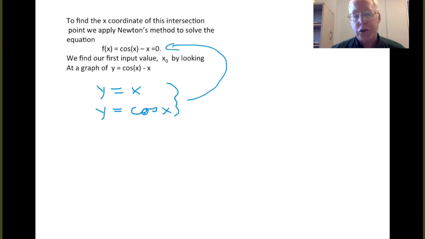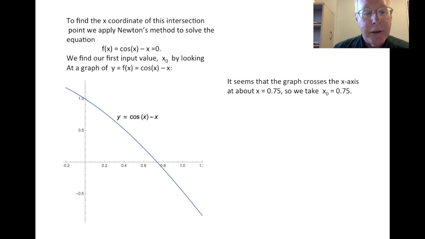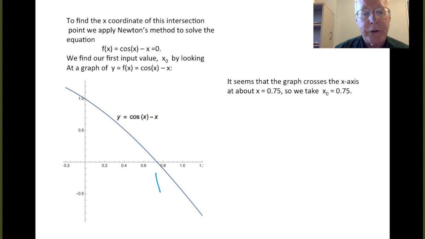So let's start Newton's method by finding a guess, an x0 value. So here's a close-up of the graph of y equals cosine x minus x, and we can see it crosses the x-axis down here. I guess we could zoom in and do better, but it looks like this happens at about 0.75, maybe a little bit to the right of that. So we can make a guess that x is about 0.75, and so we're going to use that value to be the start of our Newton's iteration sequence. So there's the x0.